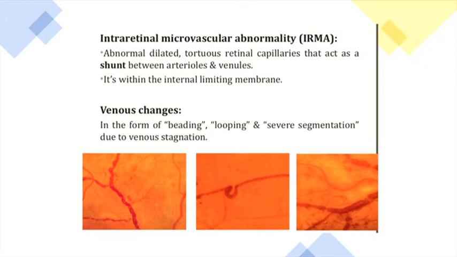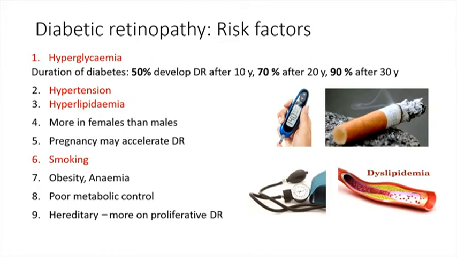What are the risk factors for diabetic retinopathy? If you look at this, hyperglycemia, uncontrolled blood sugar, is the most important risk factor. And then the duration: if you get a patient after 10 years, 50% of the people will have some sort of diabetic retinopathy, after 20 years 70%, and after 30 years almost 90% of the people you will be able to find some abnormal diabetic retinopathy features.